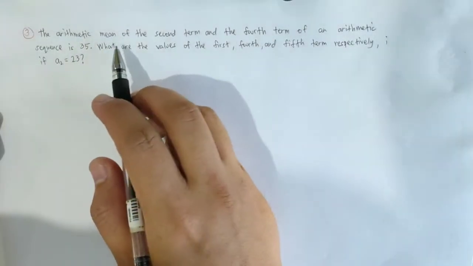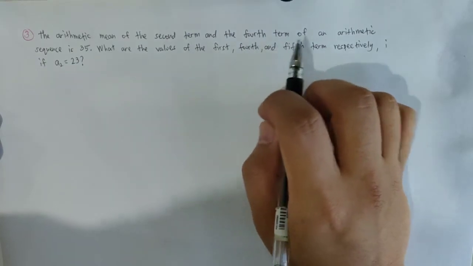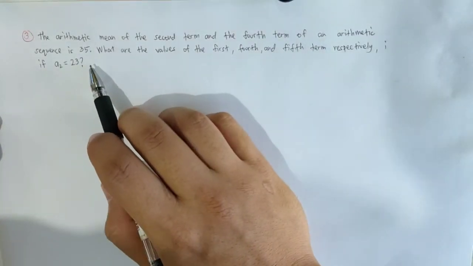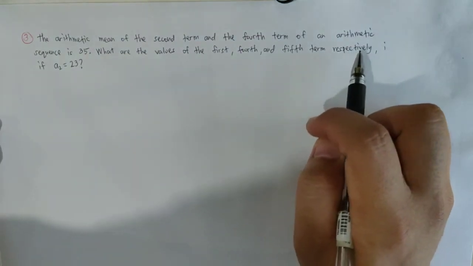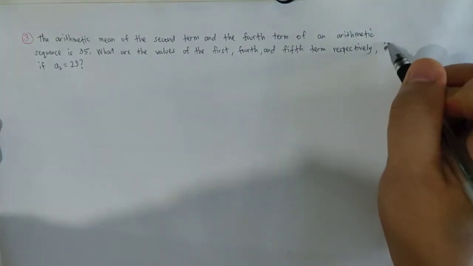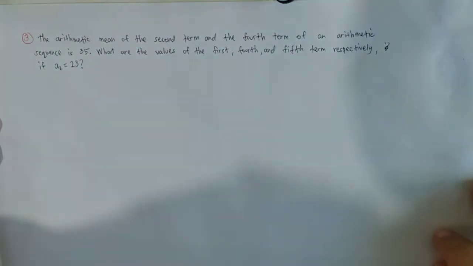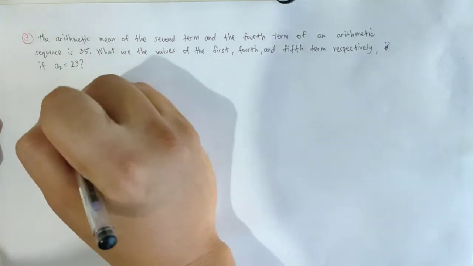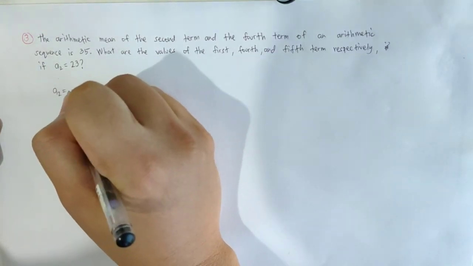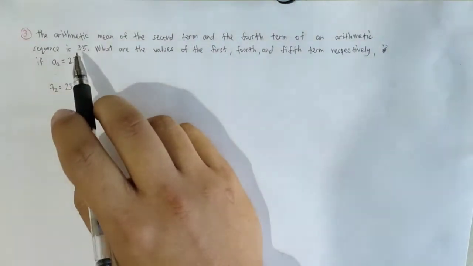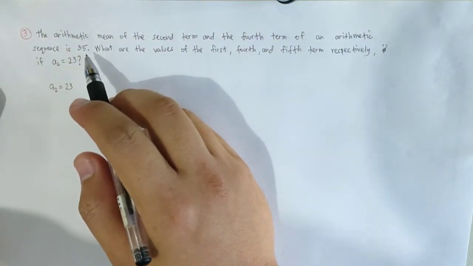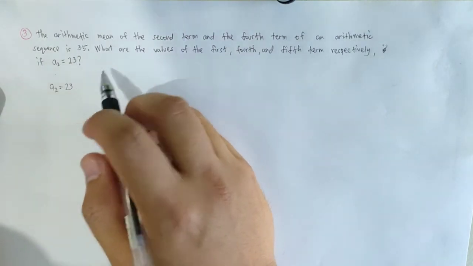Okay, last example. Example number 3. The arithmetic mean of the second term and the fourth term of an arithmetic sequence is 35. What are the values of the first, fourth, and fifth term respectively if a sub 2 is equal to 23? So, ang given natin dyan, obvious naman, we have a sub 2 is equal to 23. Meron pa tayong isang given, yung 35. Pero, alin yung 35 natin? Anong part siya ng sequence?